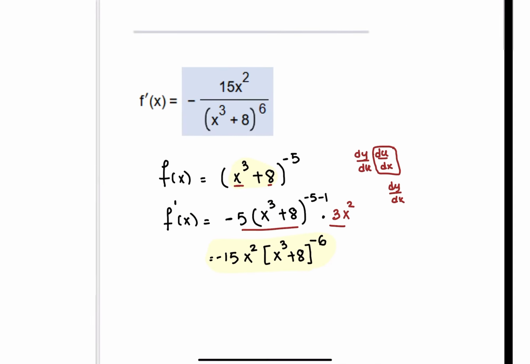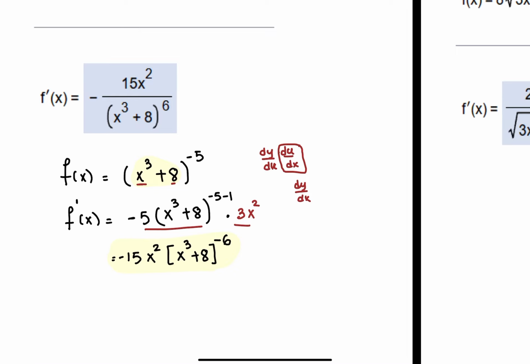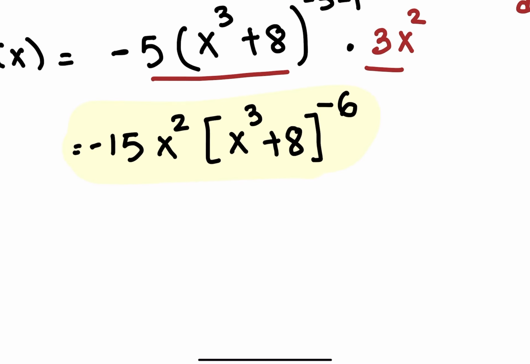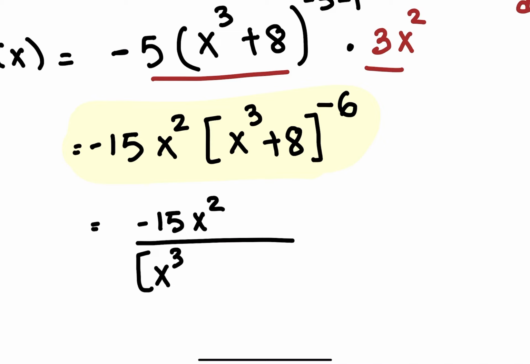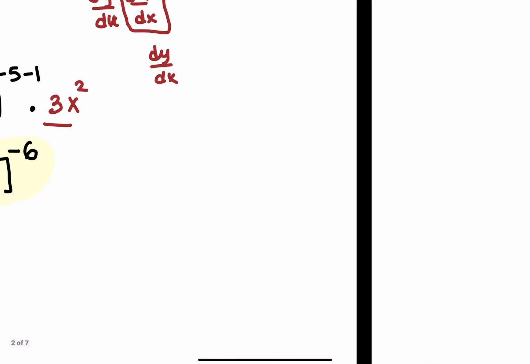And let's check if that is correct. Yes, it is, but all they did was they changed the negative power to the bottom. So it's negative 15 x squared, and this whole thing comes to the bottom and becomes a positive power. All right, let's try the next one.